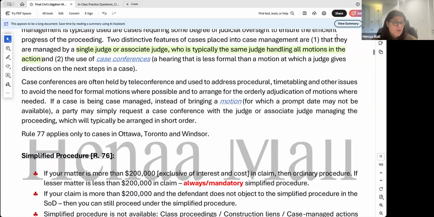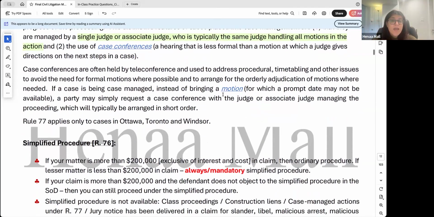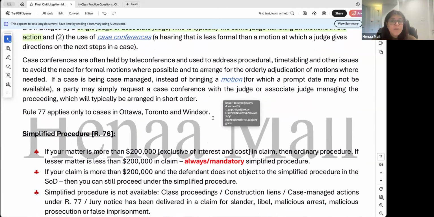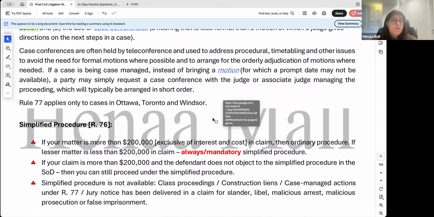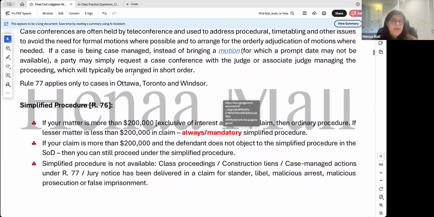Case conferences in case management are typically held by teleconference and are used to address procedural, timetable and other issues, to avoid the need for more formal motions and make it less expensive, and so forth. Once again, it is applicable to cases in Ottawa, Toronto, and Windsor.